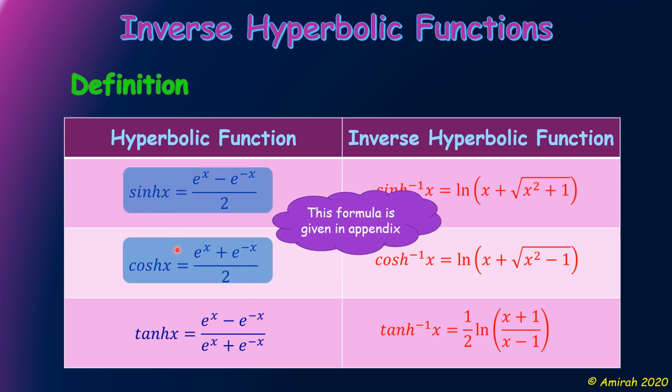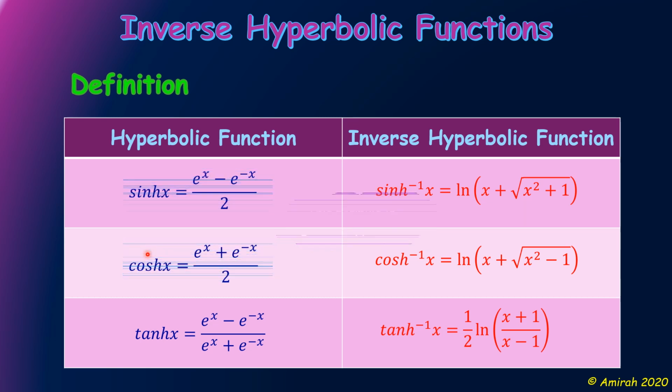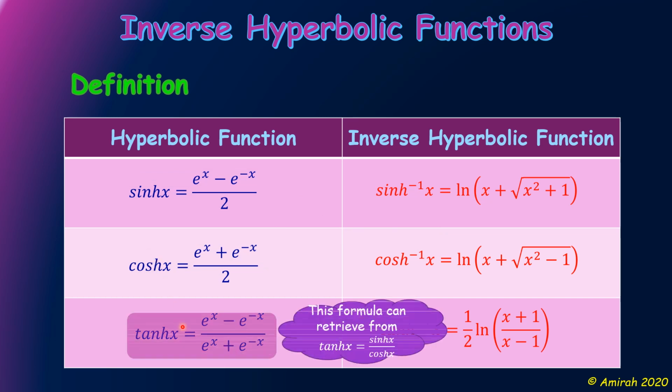Okay, for sinh x and cosh x, this formula is given in appendix. So you no need to memorize. But for tanh x, this formula is not provided in appendix. So this formula you can retrieve from tanh x equals to sinh x over cosh x.